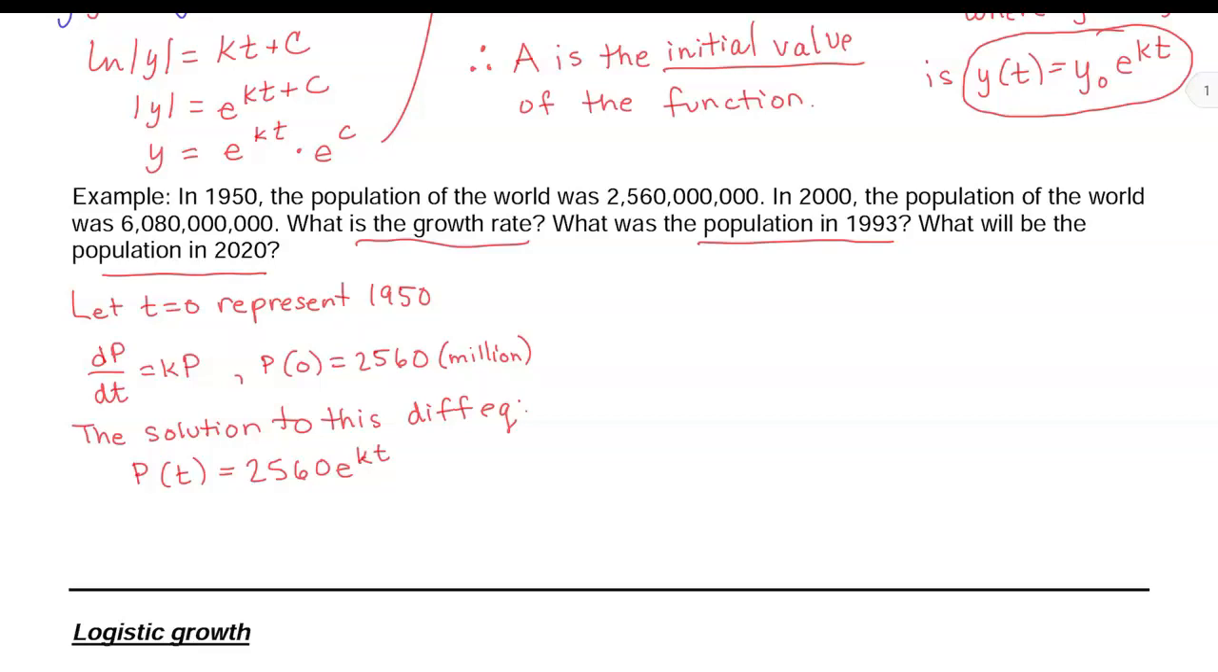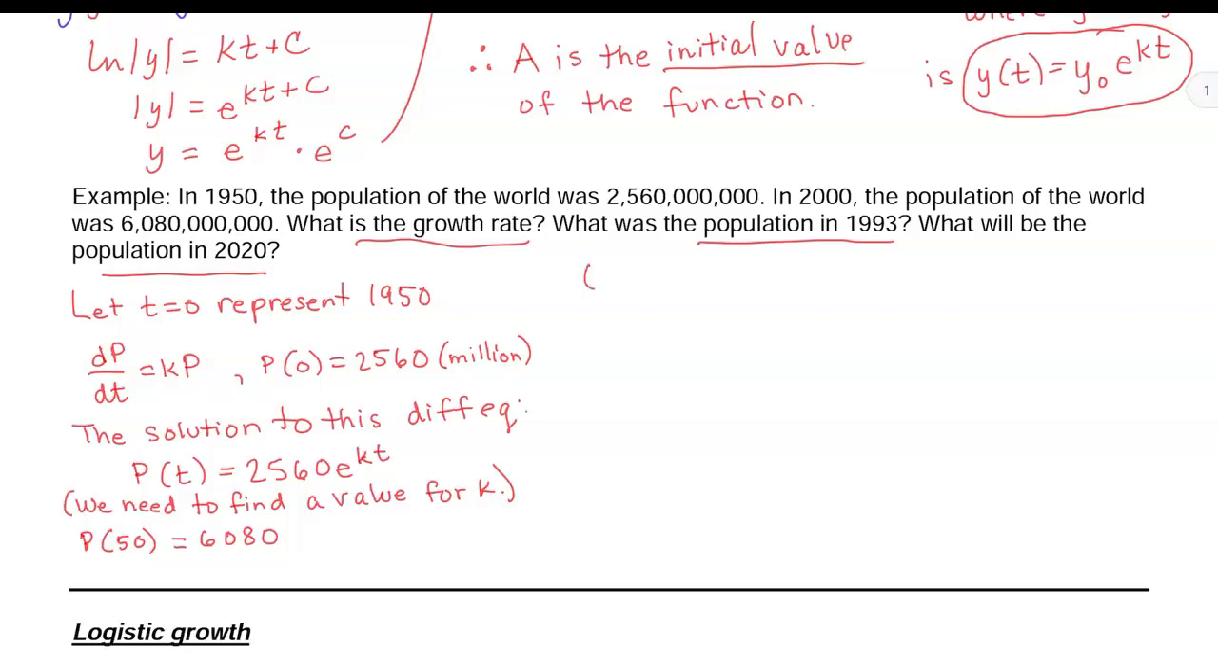Let's substitute in another piece of information we were given in order to do that. We were given the population in the year 2000. So that's 50 years after our initial condition. Therefore, we have P of 50 being given to us. And in millions, it's 6,080 million. So P of 50 is 6,080. Let's substitute that into our equation.